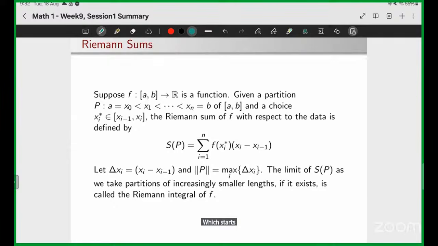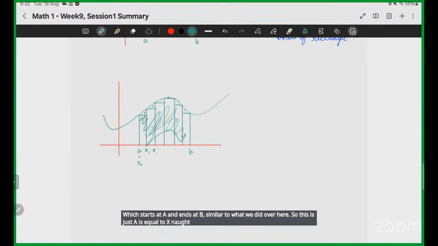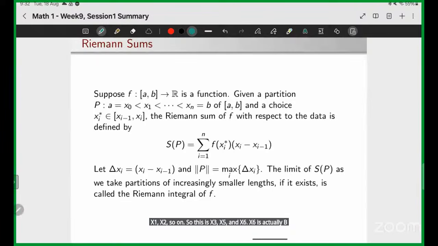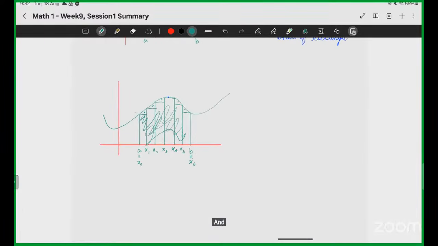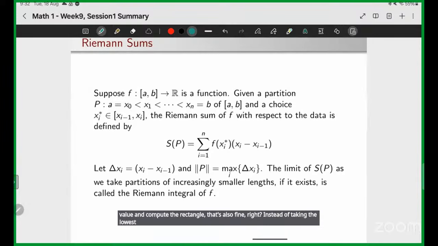If I'm given a function defined on a closed interval, given a partition which starts at A and ends at B, similar to what we did over here. So this is just A is equal to x0, x1, x2, so on. So this is x3, x4, x5, and x6. x6 is actually B. More generally, if I have any partition of this form, meaning I just take a finite set of points in between, starting at A and ending at B. And here I've taken the lowest possible value. If I take just some random value and compute the rectangle, that's also fine, right? Instead of taking the lowest one, I could have taken any choice of point in that given subinterval, in the subrectangle.